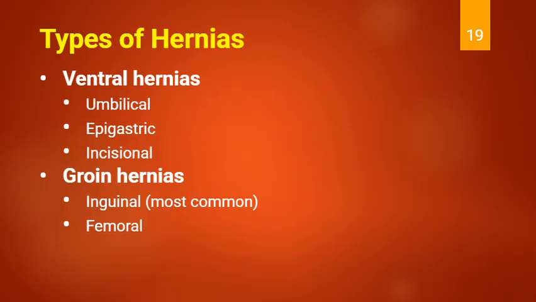Ventral hernias occur along the front of the abdominal wall. These include umbilical hernias near the navel, epigastric hernias in the upper abdomen, and incisional hernias that develop at previous surgical incision sites. Groin hernias include inguinal and femoral hernias. Inguinal hernias occur in the inguinal canal and are the most common type. Femoral hernias occur slightly lower in the femoral canal and are more common in women, though they are less frequent overall.